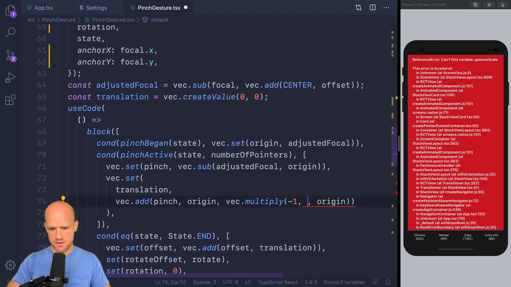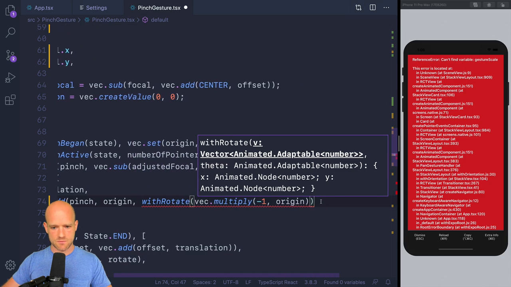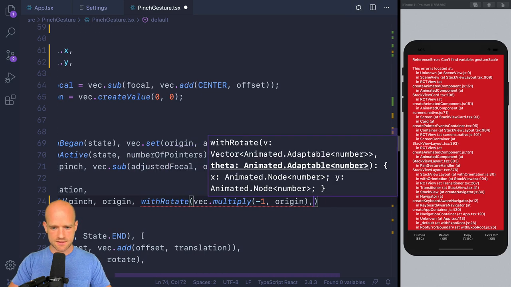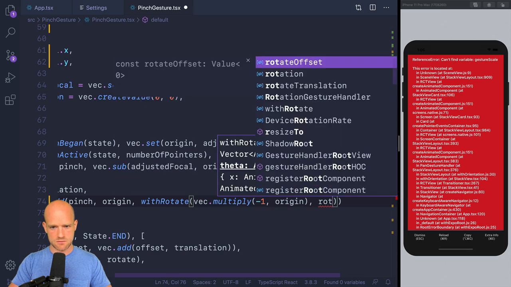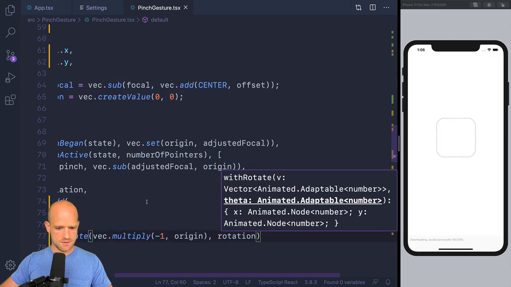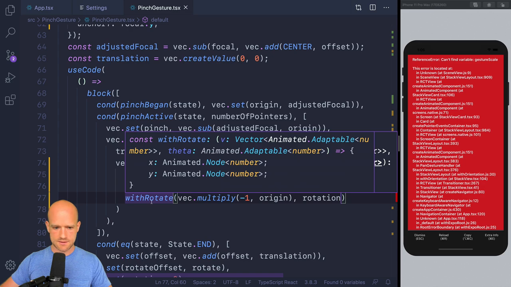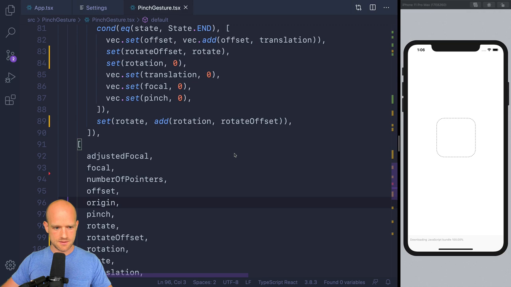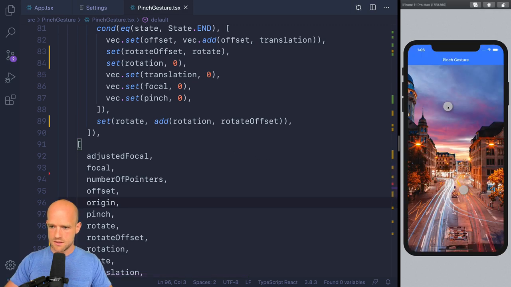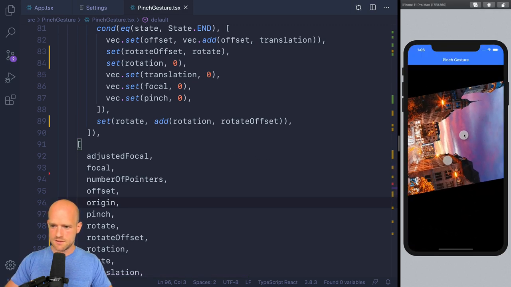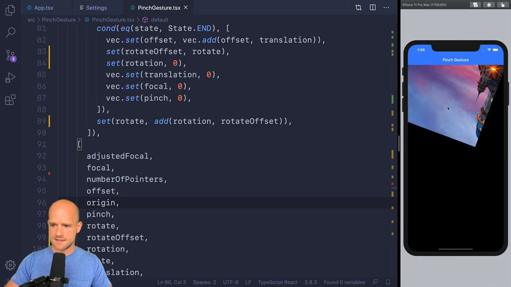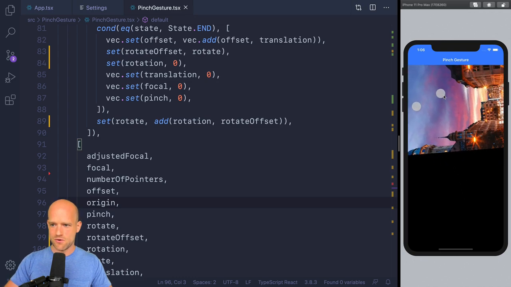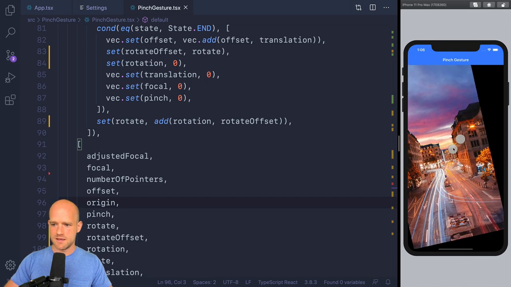We have the minus origin vector. That's correct. And we're going to do with rotate. So we have minus origin and the rotation is rotation. And so here I need to update the dependencies. Let's have a look. So here I can rotate and it nicely changes the origin of transformation.